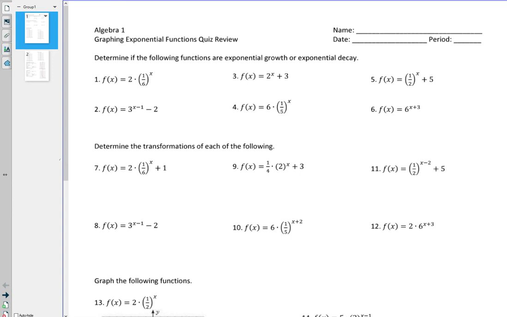And all we're gonna do today is just review. We're gonna review for the quiz without the hoodies on. You should be able to get through this today. Determine if the following functions are growths or exponential decay. So let's just go one at a time. Only say something if I call you.